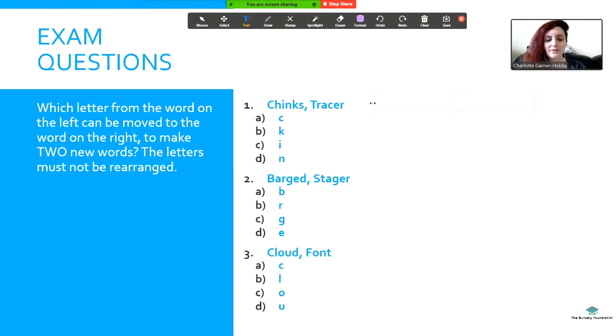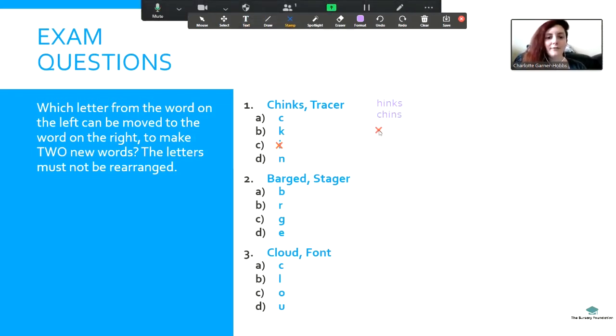So if I got rid of the C, I'd get hinks. That's not right. If I got rid of the K, I'd get chins. Yep, that's a real word. Actually, I don't think I can get rid of the I at all anyway, because I'd then have no vowel in my word. That's not going to work.